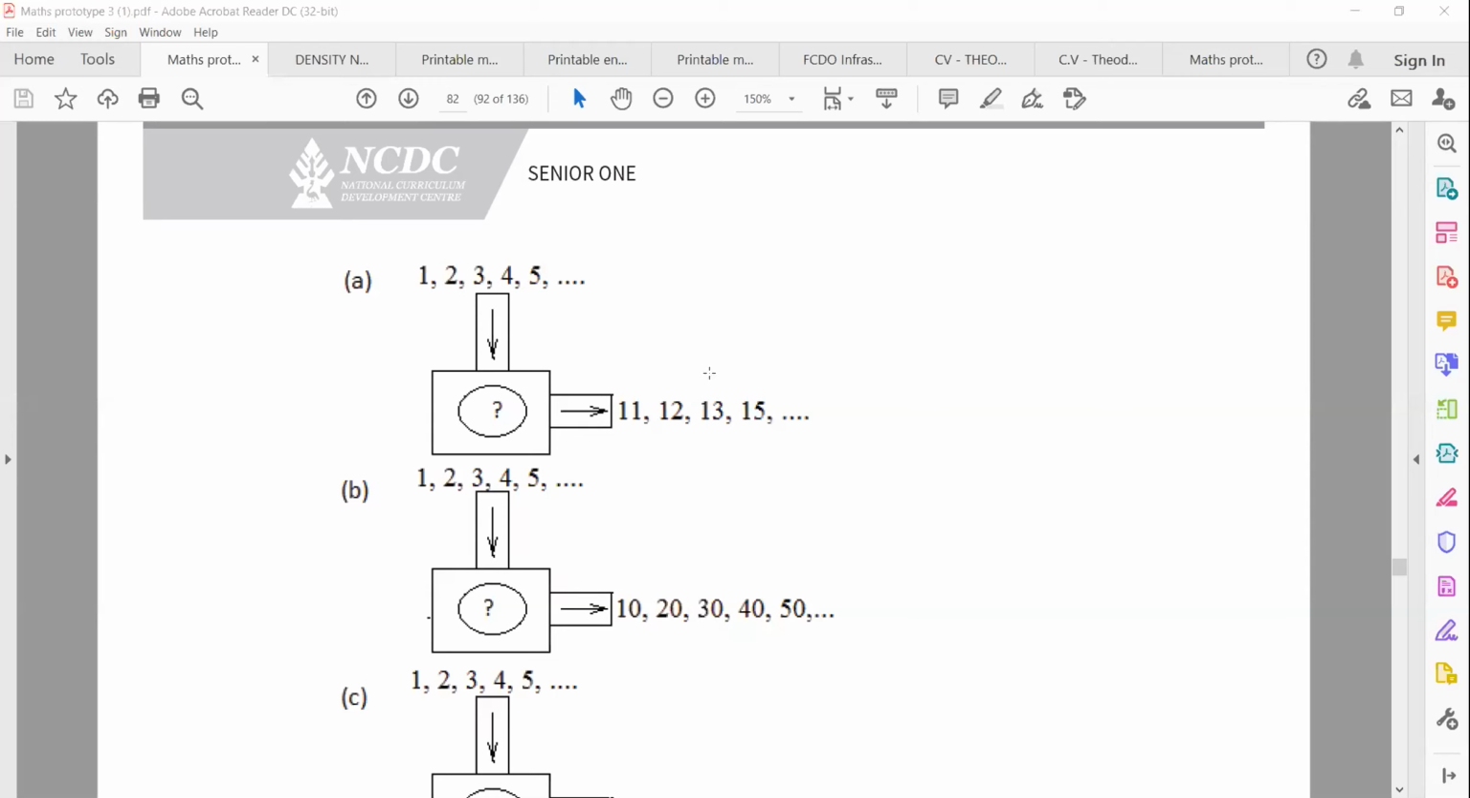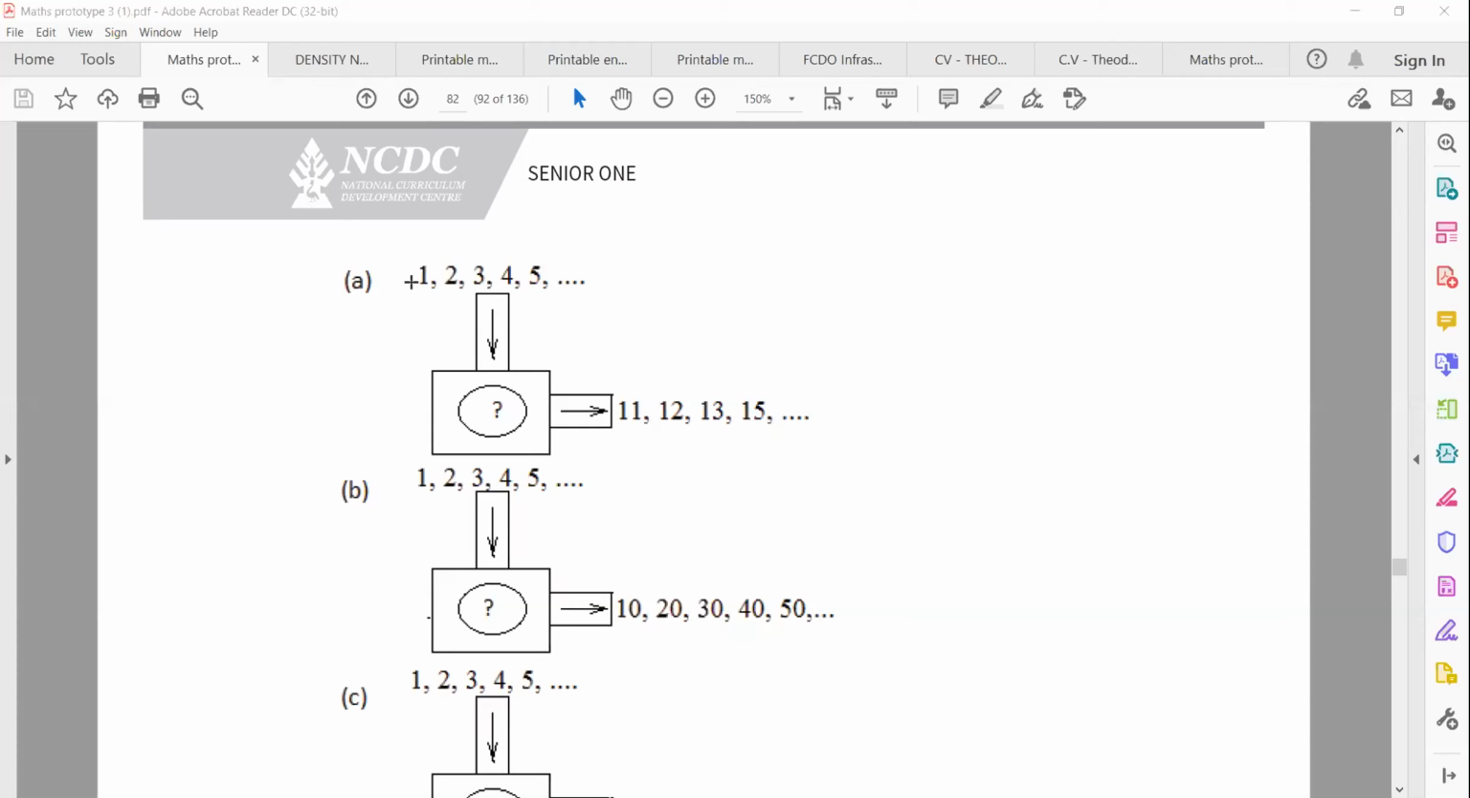The question they're asking us is, what would have happened to the numbers we put in the machine for us to get the numbers you're seeing there? So in that circle with a question mark, there is something that happens. There is an operation that we make on the numbers we put in the machine, and that operation is what the question is asking you to put where you're seeing a question mark.